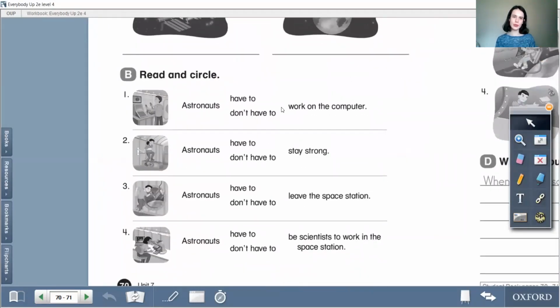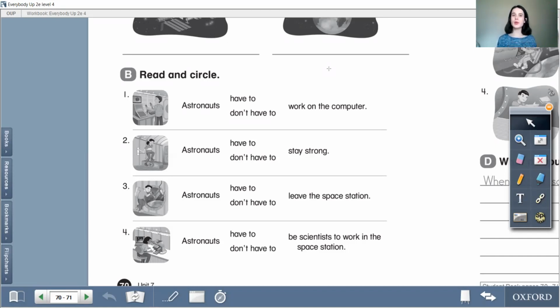Here, read and circle. We have an exercise. Okay. We have a picture. We will look at it. Then we will choose have to or don't have to. Okay. Let's do it. 1. Look at that. An astronaut may be playing with his computer. Something like this, right? So let's read it.